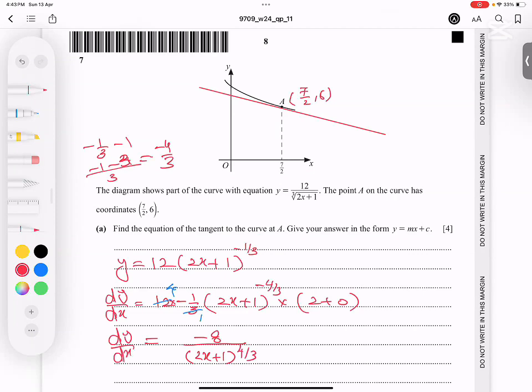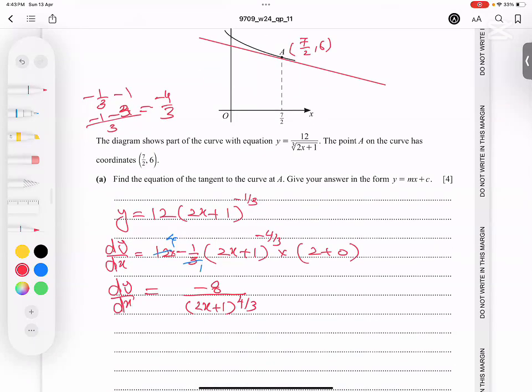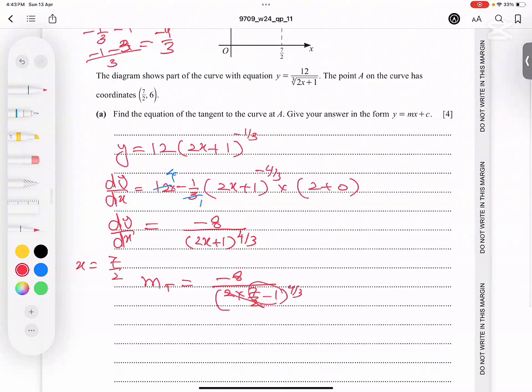Okay, after this, student, what to do? Because we are looking for the tangent at A, we plug in x = 7/2. So when I plug in here, it will give by default the gradient of the tangent: -8 over (2 times 7/2, plus 1) to the power 4/3. These two cancel, and 7 plus 1 is 8. 8 to the power 4/3 gives us 16. So I got a gradient of negative 1/2.